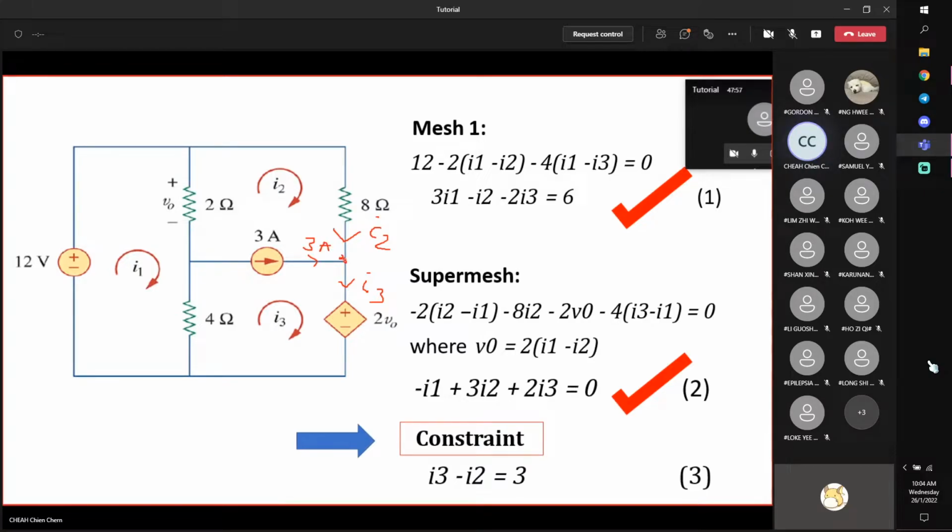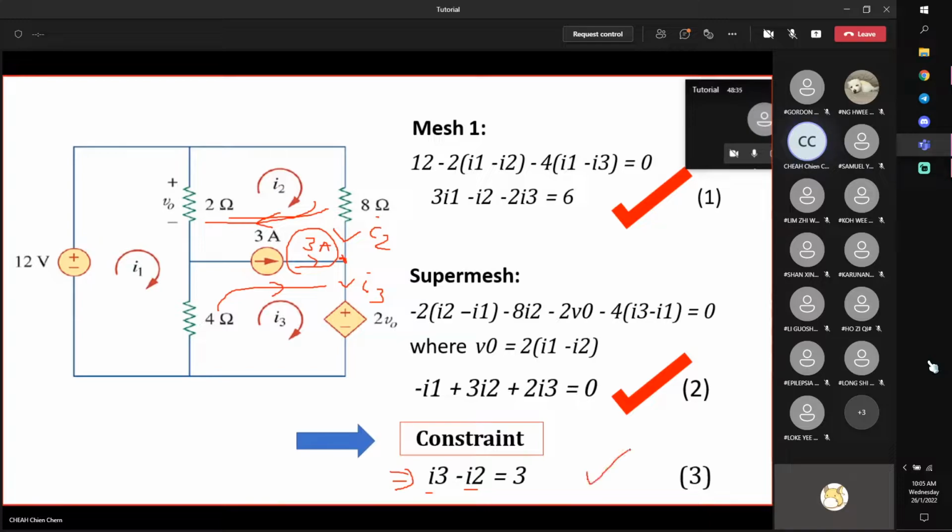Kirchhoff current law says that inflow equal to outflow. You can write down this equation: I2 plus 3 is equal to I3. Therefore, I3 minus I2 is equal to 3. The other faster way to do it is that this is I3, in the same direction as 3. This is I2 in the reverse direction. So I3 positive minus I2 reverse direction is equal to 3 ampere. In the same direction as 3 is I3, in the reverse direction is I2. You can write down this equation.